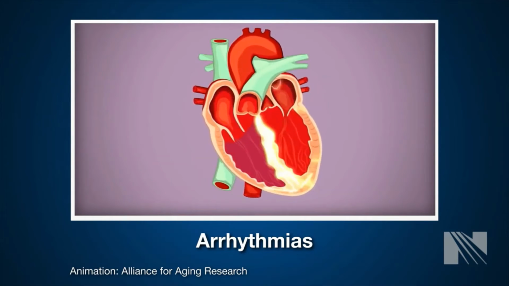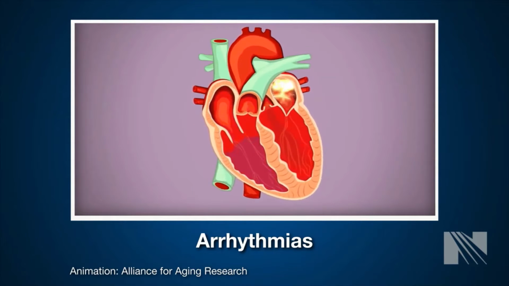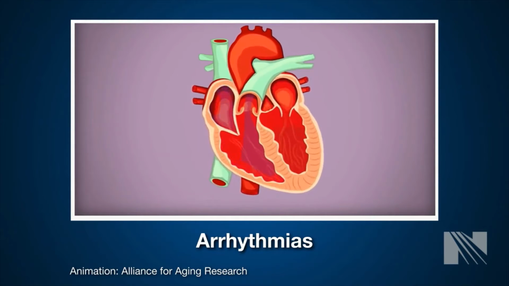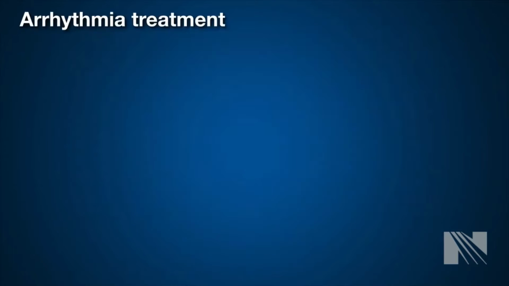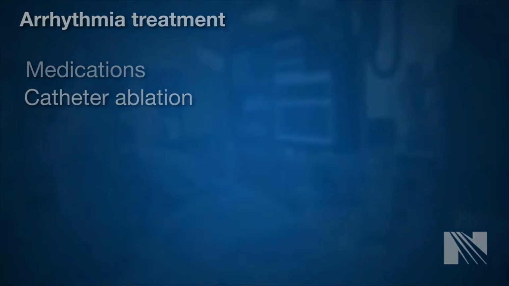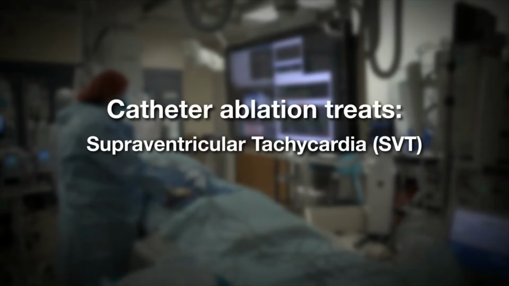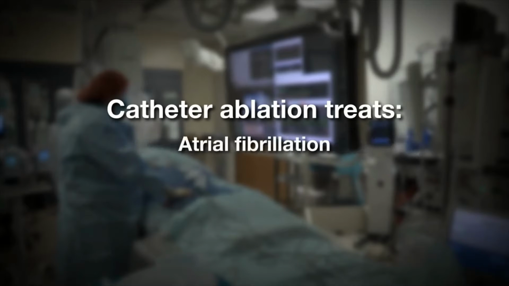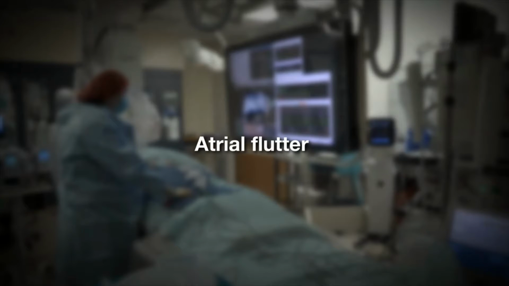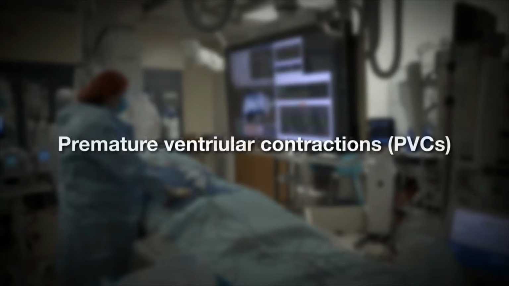Oftentimes, these are not dangerous, but they can become serious when they affect the heart's ability to pump blood or if they are due to another underlying heart condition. Treatment of arrhythmias may include medications or a procedure called catheter ablation. A catheter ablation is a minimally invasive procedure to correct an arrhythmia. Catheter ablation can be performed to diagnose and treat a wide variety of arrhythmias, including supraventricular tachycardia, also known as SVT, atrial fibrillation, atrial flutter, ventricular tachycardia, and premature ventricular contractions, also known as PVCs.